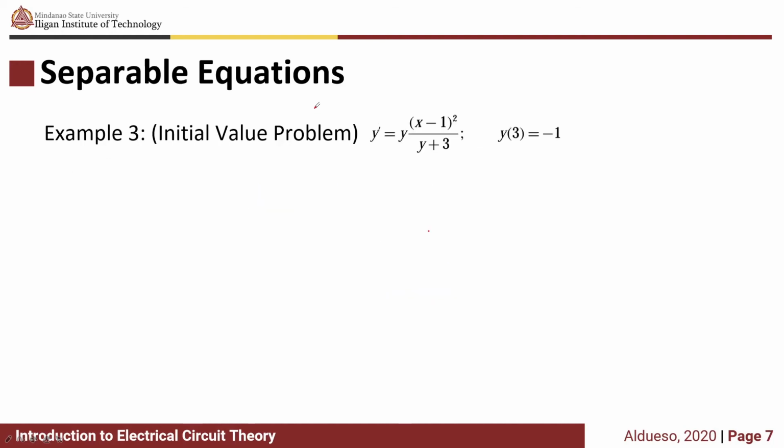The next example, we also have an initial value problem. We have y prime is equal to y times quantity x minus 1 squared over y plus 3, where y of 3 is equal to -1. So we can rewrite y prime as dy over dx equal to y times x minus 1 squared over y plus 3. We have y plus 3 over y dy is equal to x minus 1 squared dx.